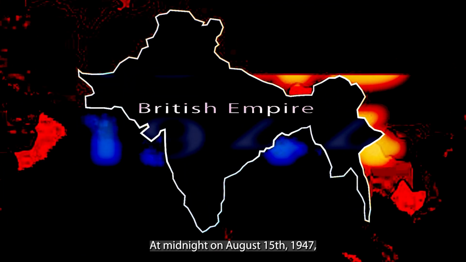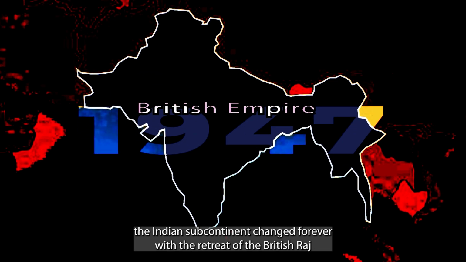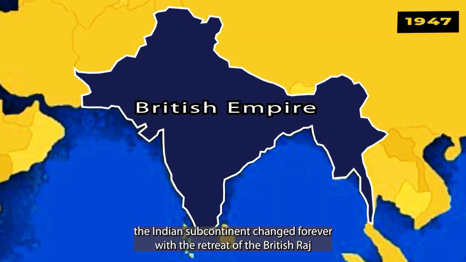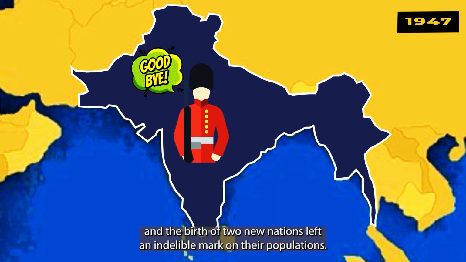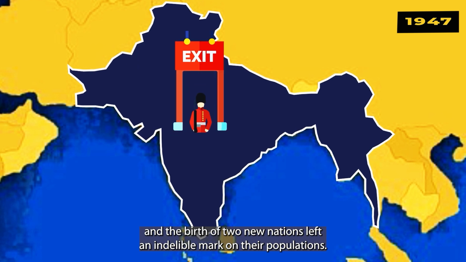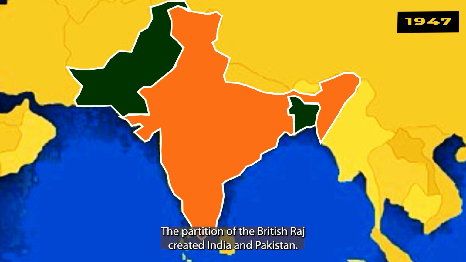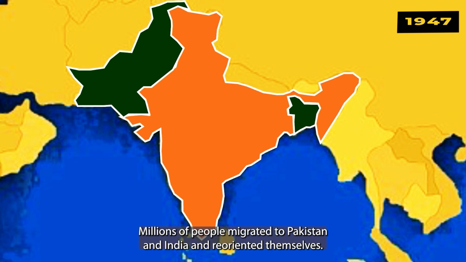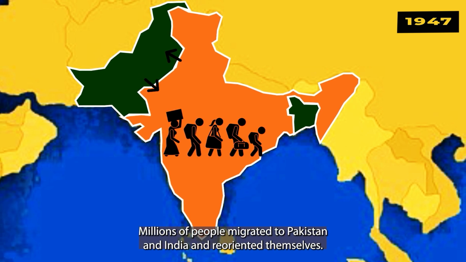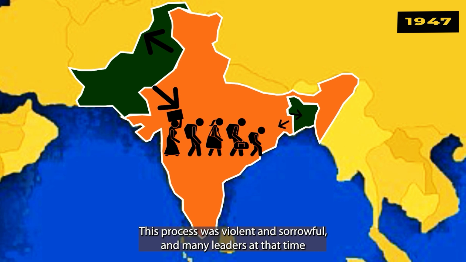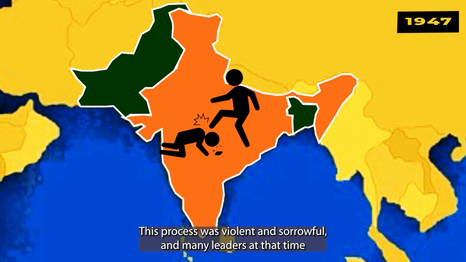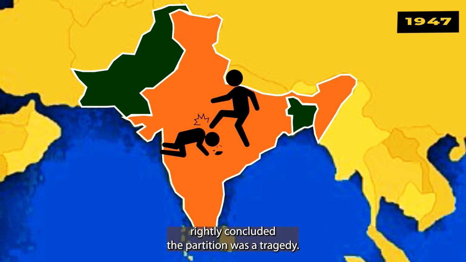Partition. At midnight on August 15, 1947, the Indian subcontinent changed forever with the retreat of the British Raj and the birth of two new nations, which left an indelible mark on their populations. The partition of the British Raj created India and Pakistan. Millions of people migrated to Pakistan and India and reoriented themselves. This process was violent and sorrowful, and many leaders at that time rightly concluded the partition was a tragedy.